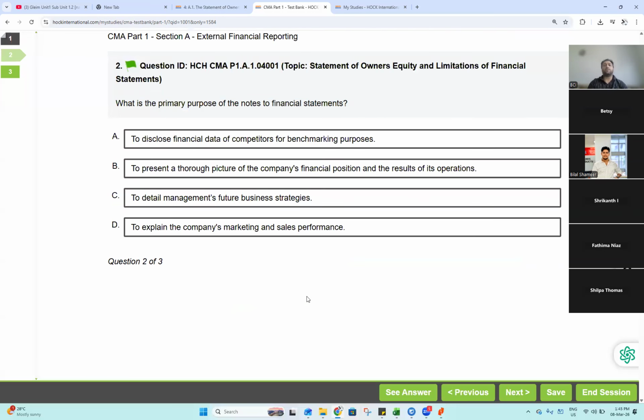What is the primary purpose of the notes to financial statements?